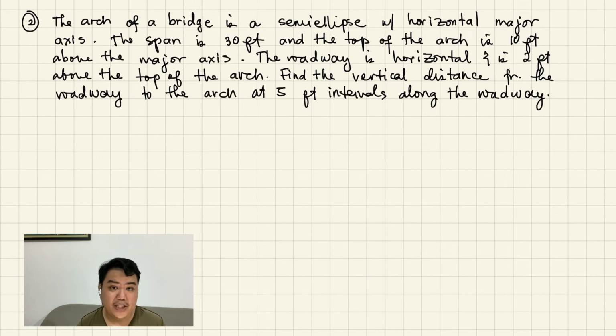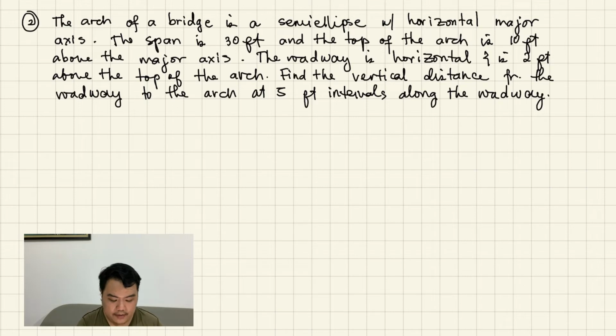Number 2, medyo mas challenging to kaysa dun sa naunang problem natin. Kaya inuna natin siya, hinuli natin ito, no? The arc of a bridge is a semi-ellipse with horizontal major axis. The span is 30 feet and the top of the arc is 10 feet above the major axis. The roadway is horizontal and is 2 feet above the top of the arch. Find the vertical distance from the roadway to the arch at 5 feet intervals along the roadway. So, ang daming nangyari. So, anong ibig sabihin nun, no?